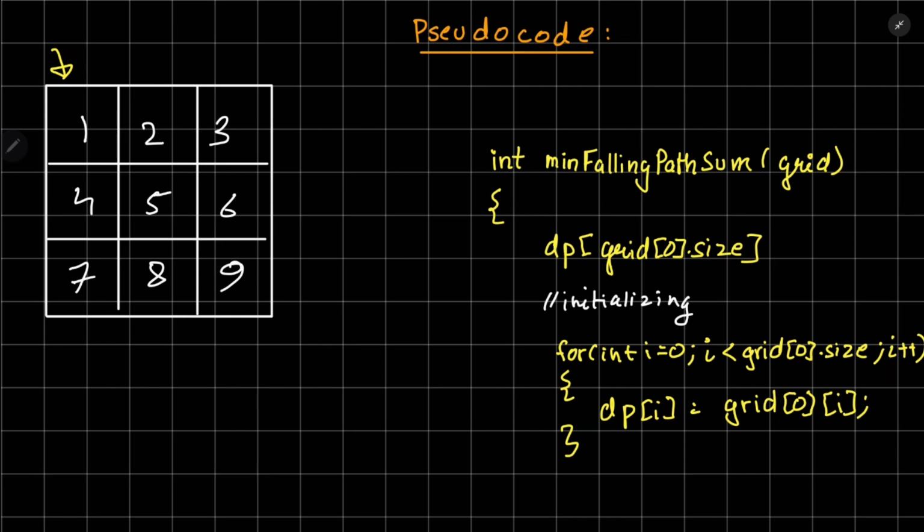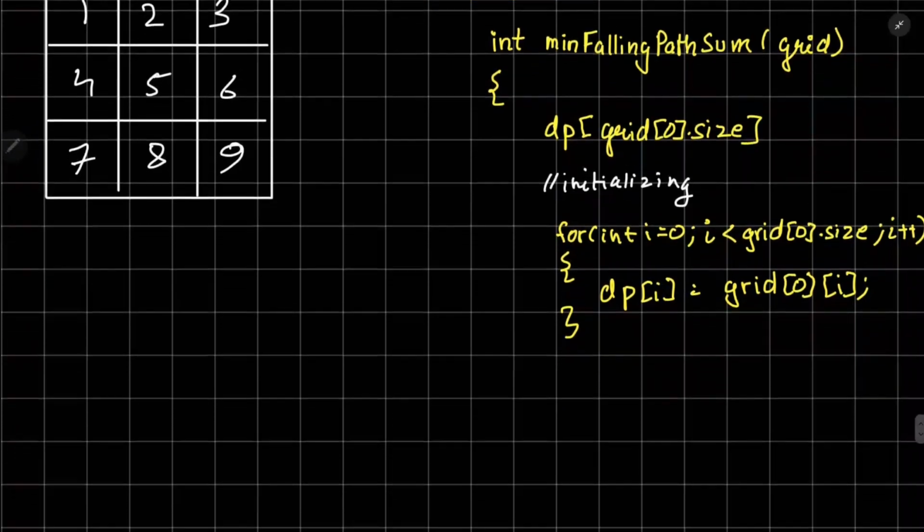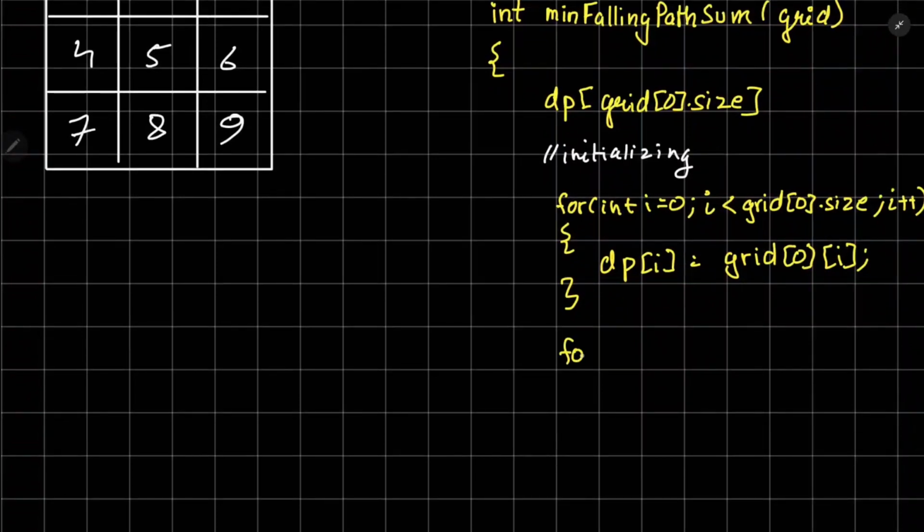Now we will traverse for the number of rows starting from 1. For example, if we have to just find for this row, that will be just the minimum element of it. But if we have to find for this row, we'll have to calculate the path from the previous dp array. So we will traverse it with again a for loop for int row. Row is just a counter variable, and row will be less than grid size, and we will increase row, so row plus plus.